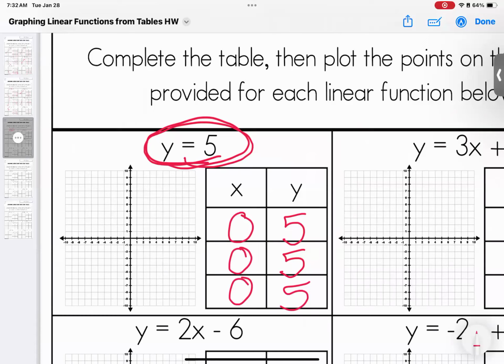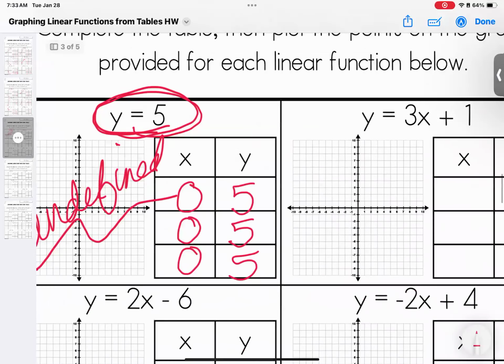We talked 2 weeks ago, last week, about what happens when we have an undefined graph. And this is what you're looking at. This is going to be undefined. And that's okay. Sometimes you have undefined. Sometimes you have a 0 graph or 0 slope. That's going to be an example of that.